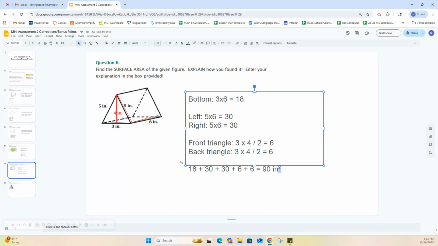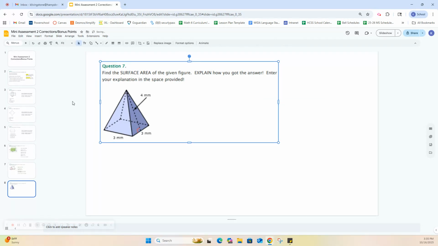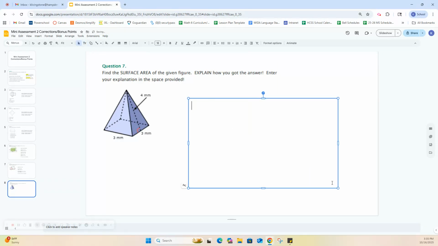All right, time for our final problem. Find the surface area and explain how we got it. We have here a square pyramid. These are kind of the easiest ones to do because all of the triangles are going to be the same, which is good. We have a bottom square, which is 3 times 3, and that is 9. Then we have a front, a back, a left, and a right, which are all the same.